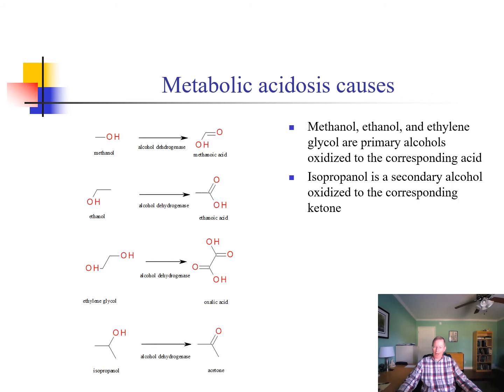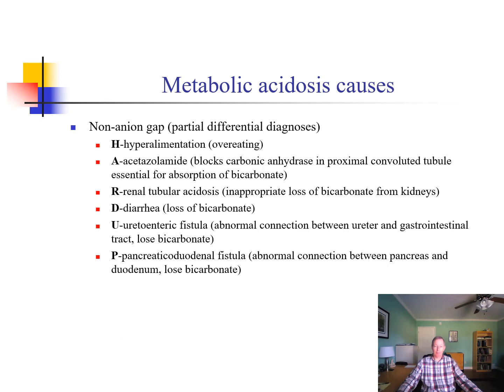You might wonder why. So if I look at things like methanol, ethanol, and ethylene glycol, those were all on my list, they're all primary alcohols. And in the liver, alcohol dehydrogenase will oxidize them, and they'll be oxidized to their corresponding acid. That's why drinking these alcohols can lead to an acidosis. In contrast, secondary alcohols like isopropyl alcohol will be oxidized to the ketone. There's no metabolic acidosis from that.